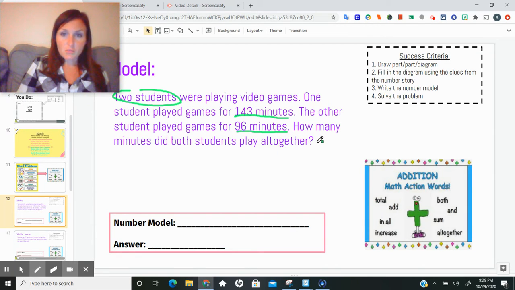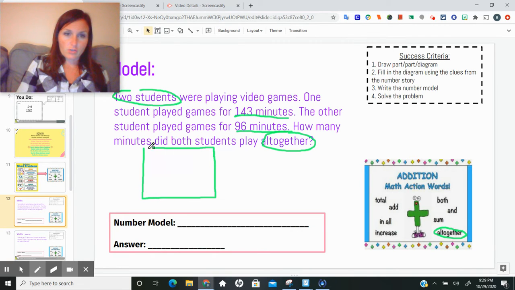So I just read it, and I see that we have this word all together. I know that word is right here. It's one of my clue words telling me I'm supposed to add. So I'm going to go ahead, and we learned about a part total diagram. So I'm going to show us that. That was a good strategy that we learned. Remember, I put the big number in the big box and the little numbers in the little box.